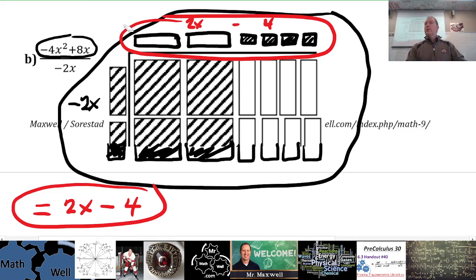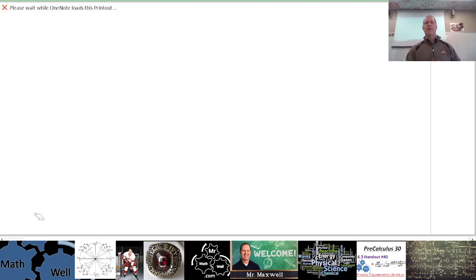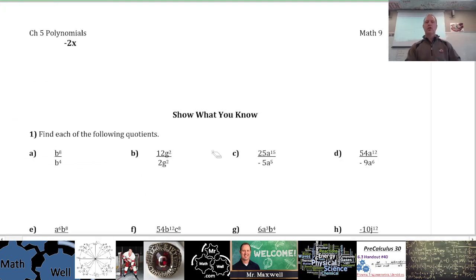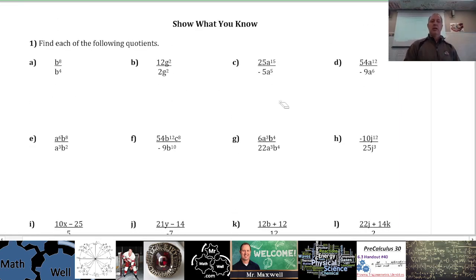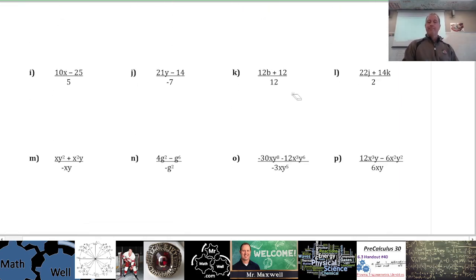So any questions at all about that? Now this might seem like a little bit of extra work to do the tiles, and I get it. I am going to get you to practice using the tiles again, because it might really help you in the future to really solidify this.